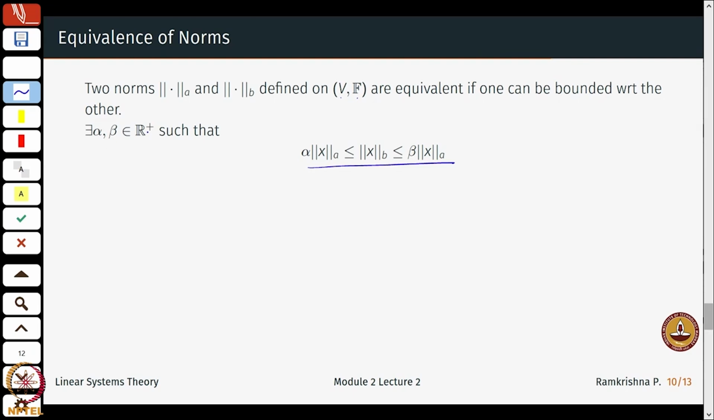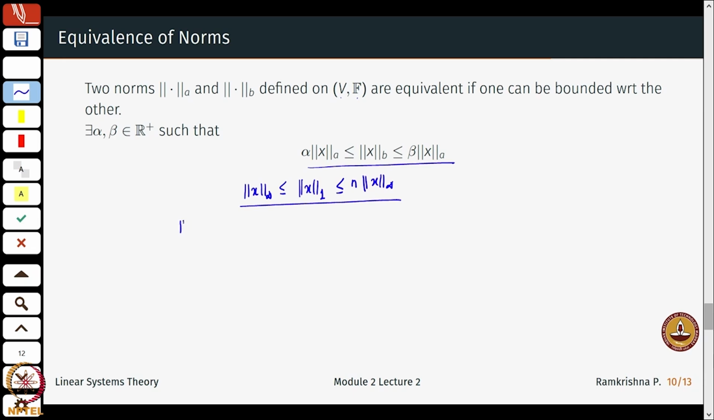I will do an example, and the rest you can check by yourself. Let us do this for the infinity norm and the 1 norm. The infinity norm is less than or equal to the 1 norm, which is less than or equal to n times the infinity norm. So, this equivalence means something like this holds between the infinity norm and the 1 norm, where alpha is 1 and beta is n. Let us verify these inequalities one by one.